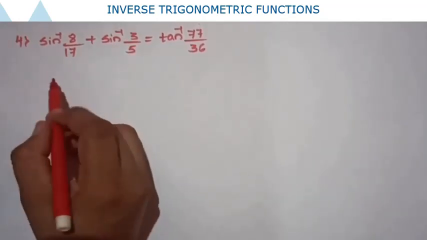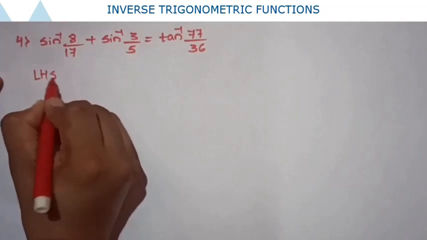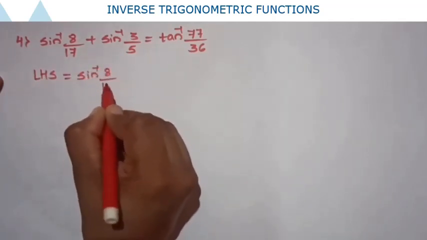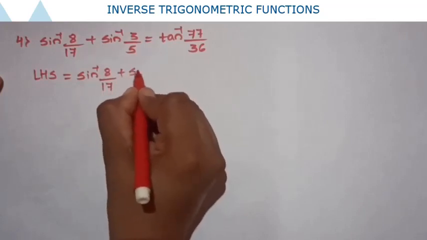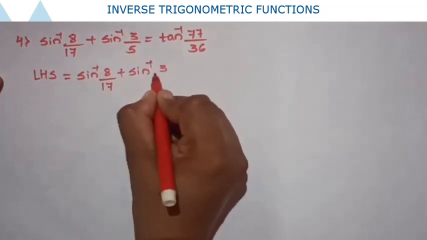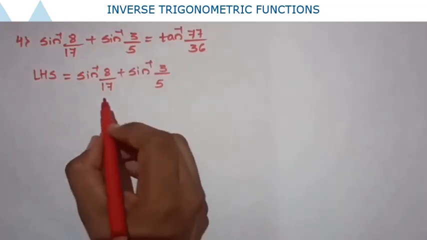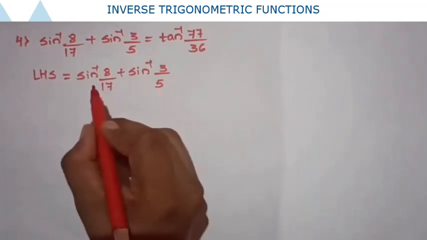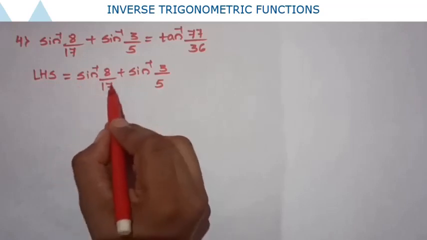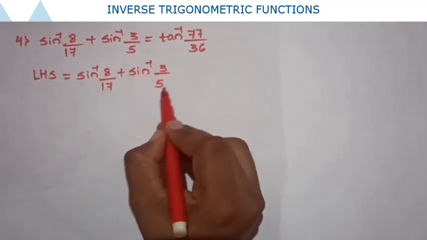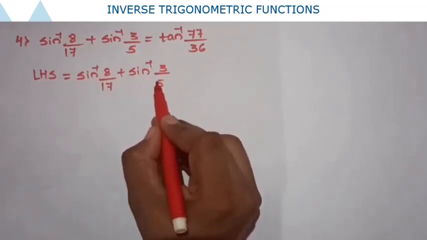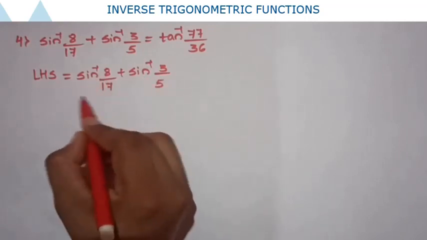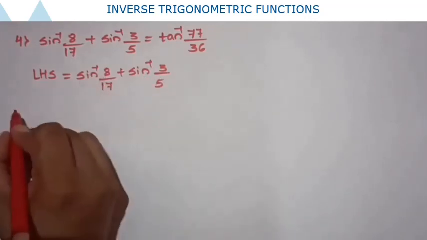So what is the LHS? We'll consider the LHS to do this sum: sin inverse of 8 by 17 plus sin inverse 3 by 5. We don't know the formula for sin inverse x plus sin inverse y. Therefore we need to convert this sin inverse of 8 by 17 as well as sin inverse of 3 by 5 to tan inverse. So I am converting into tan inverse.